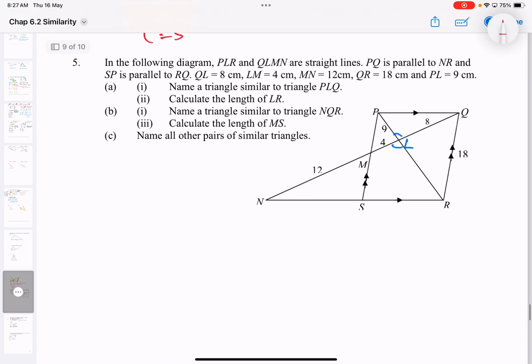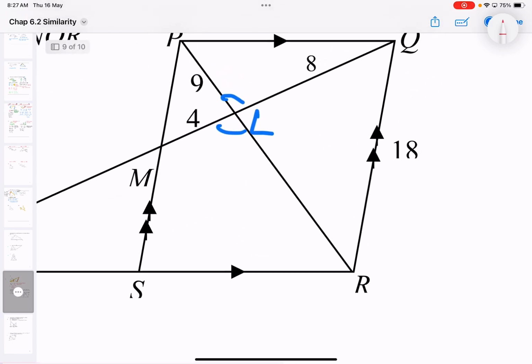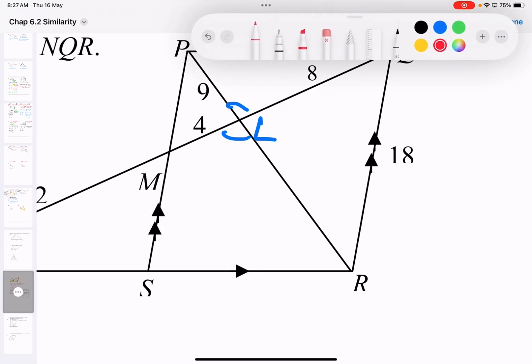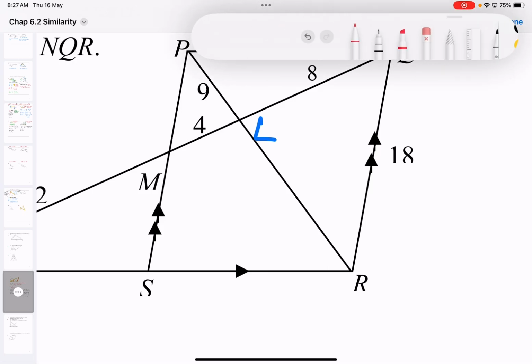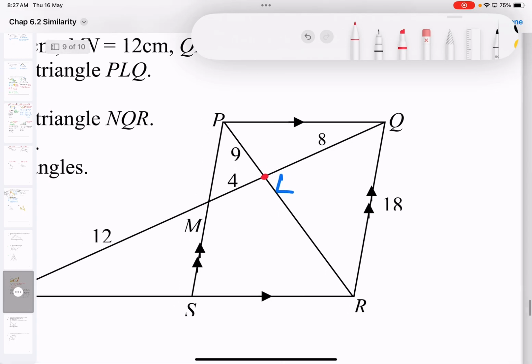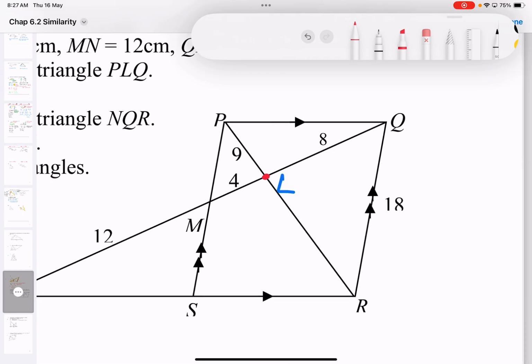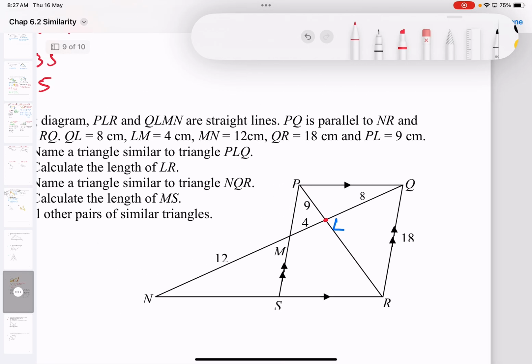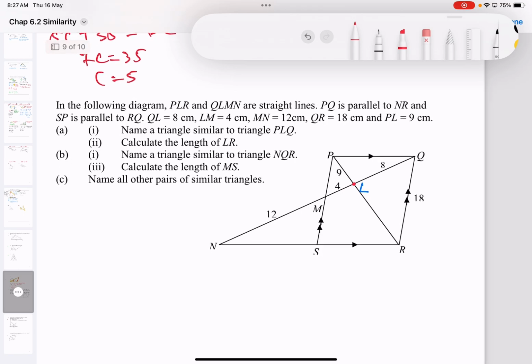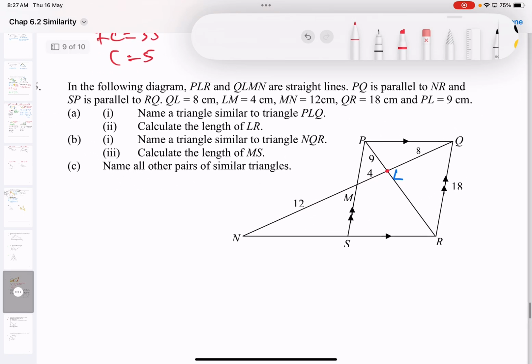Alright, so can we look at question number 5? Okay, can we quickly look at question number 5? Now, can you guys mark this as L? Don't mark this angle, but this point over here is L. Okay, this point over here. Can you quickly mark that out? PLQ. If you don't mark that out, then you will not be able to answer the question.